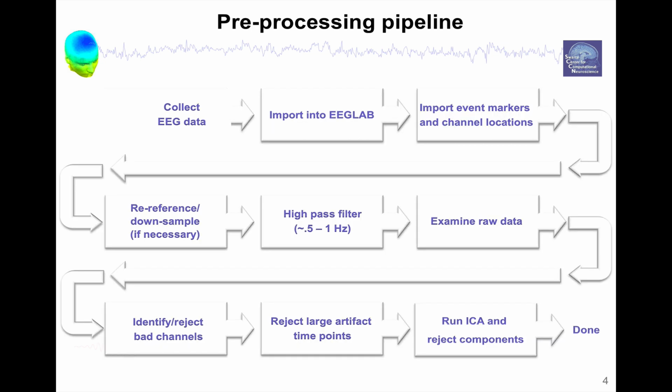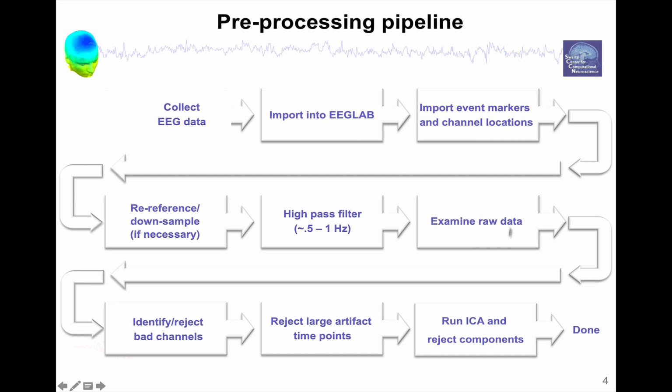This is the standard pipeline for processing EEG data, whether you use EEGLAB or any other software. First, you would collect the data, then you would import the data into EEGLAB, then import event markers and channel locations, which are very often in separate files. Then you might want to re-reference your EEG data, or also decrease the sampling rate of your EEG data. Then you might want to filter the data, which is here.